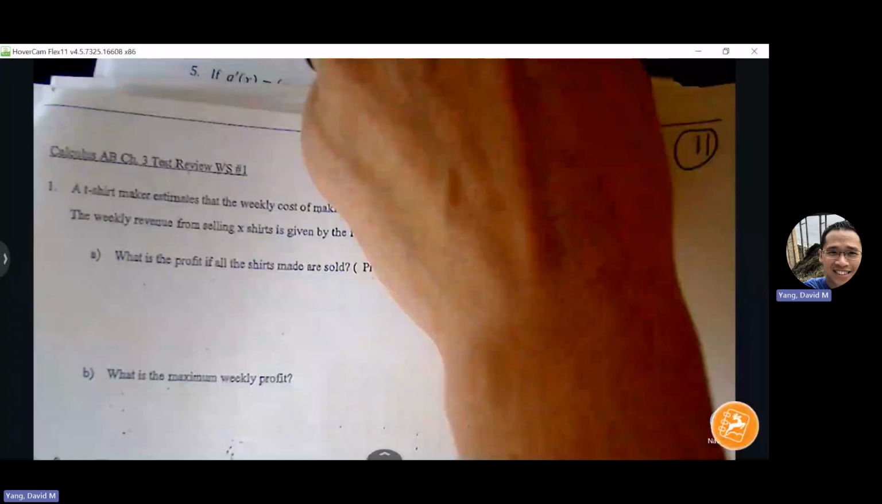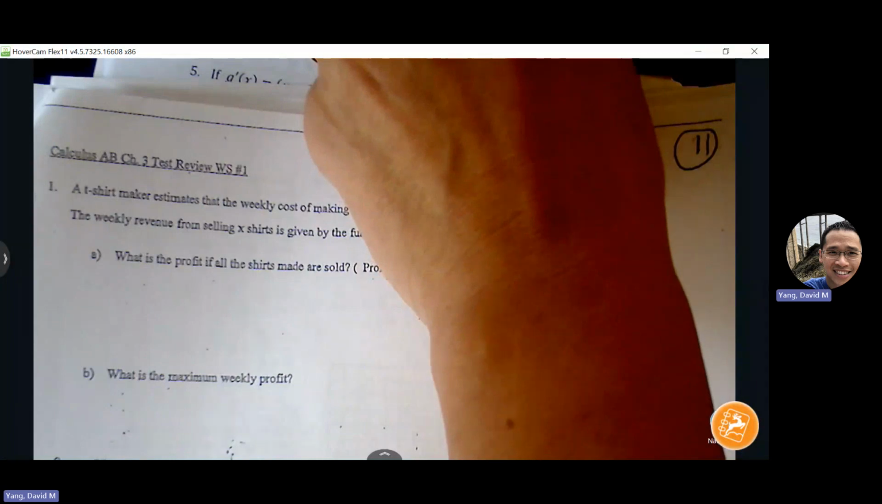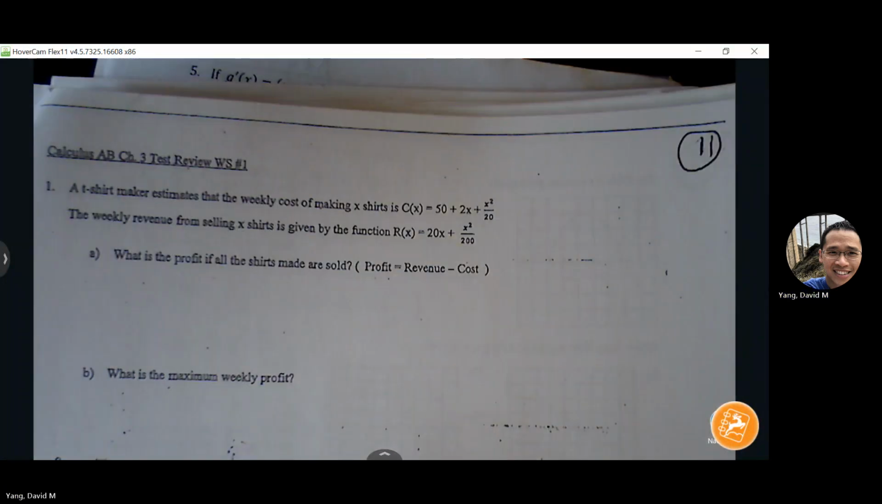Page 11 in your packet. So I sent out a Remind message yesterday. Because of Pep Rally Friday, we're going to move the test to Monday. We're still going to do full review day today, but tomorrow I'm going to start our next unit.